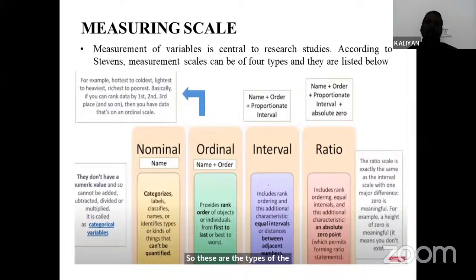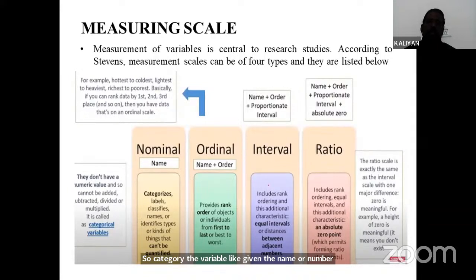And measuring the scale. This topic is very important; majorly they will ask one question from this topic. After we collect data, we measure the data using these scales. Measurement of the variable is central to research studies. According to Stevens, measurement scales can be of 4 types: nominal, ordinal, interval, and ratio. Nominal basically gives a name, or we categorize the data or variables, like giving a name or number or anything.